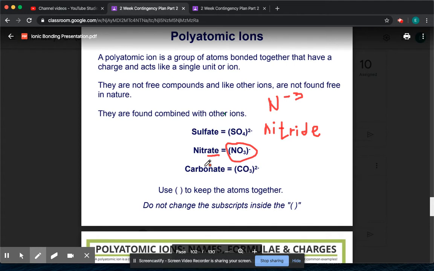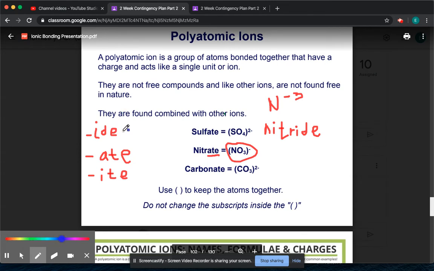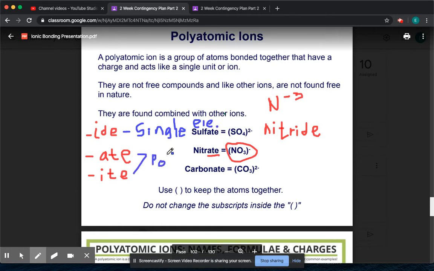Okay. So in total, the three endings that you have at this point are "ide." The new ones you just saw are "ate." And then there's one more you're gonna see in a second, which is "ite." The "ide" one is for single elements. So oxide, nitride, sulfide. Okay, these are for single elements. The other two are for poly. Okay, so that's the naming convention.